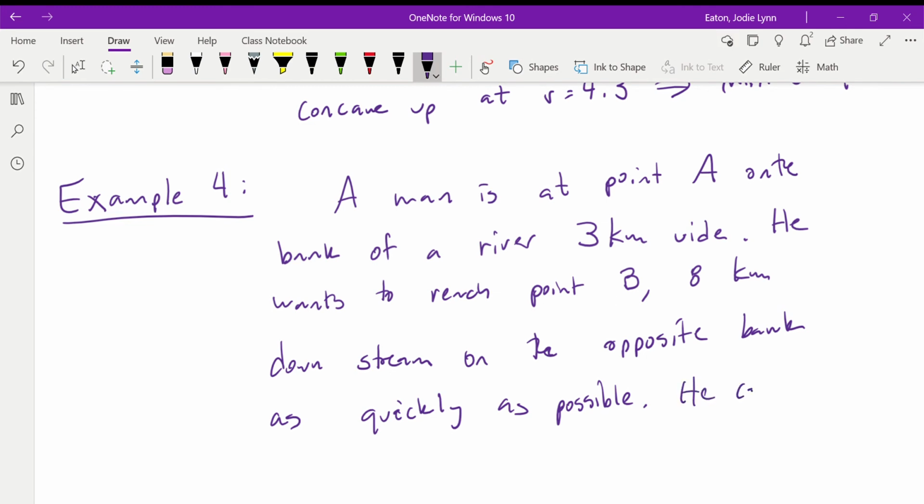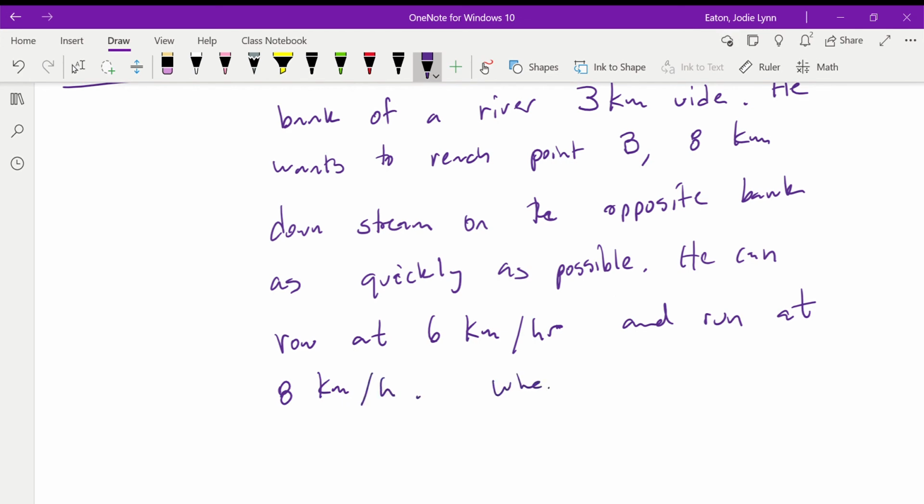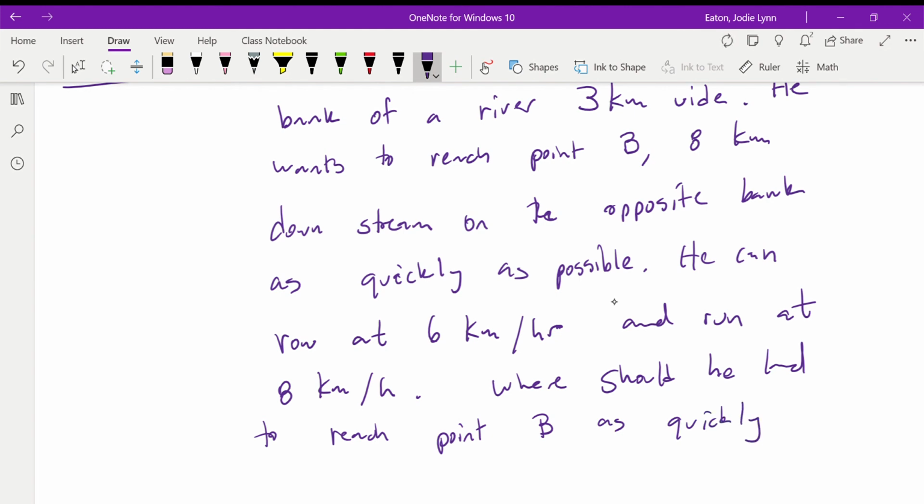He can, we'll assume he has a boat to row. He can row at 6 kilometers per hour and run at 8 kilometers per hour. Where should he land to reach point B as quickly as possible?